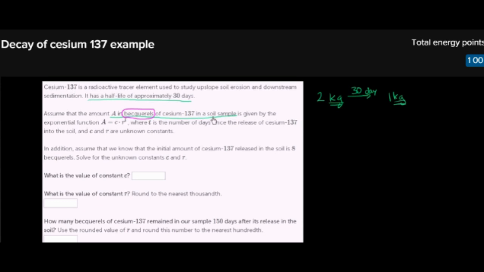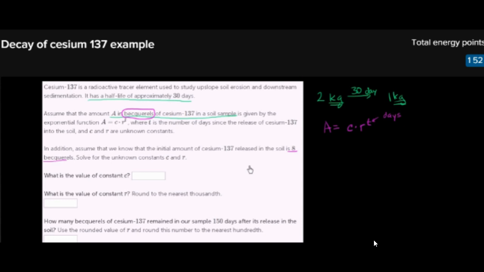So just to be clear, the amount is given by the exponential function A is equal to C times R to the T power, where T is the number of days since the release of the cesium-137 in the soil, and C and R are unknown constants. Fair enough? So let's just be clear, this is days since release. In addition, assume that we know that the initial amount of cesium-137 released in the soil is 8 becquerels. Solve for the unknown constants C and R.